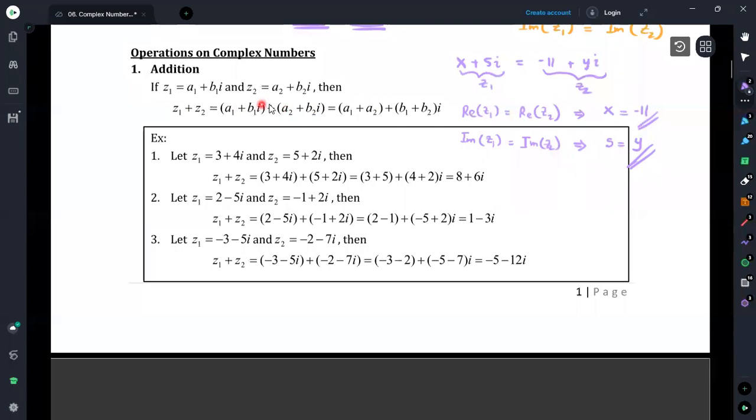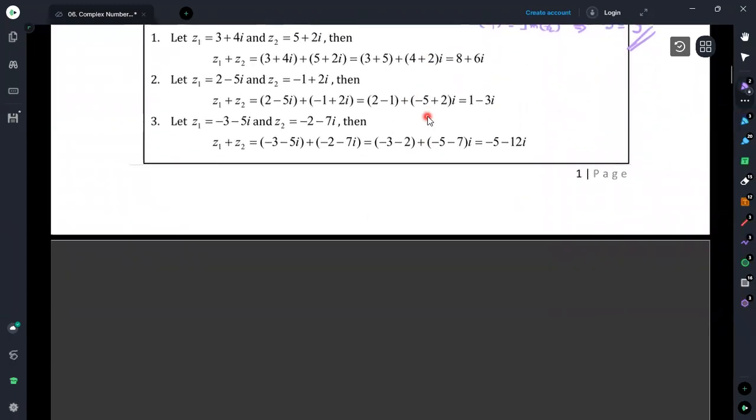These are the two numbers. To add these two complex numbers, we have to add the real parts separately and then the imaginary parts separately. This is the way we add two given complex numbers: add the real parts separately, and then add the imaginary parts of the complex numbers separately.